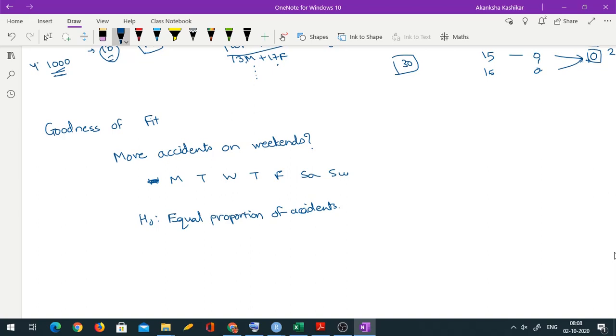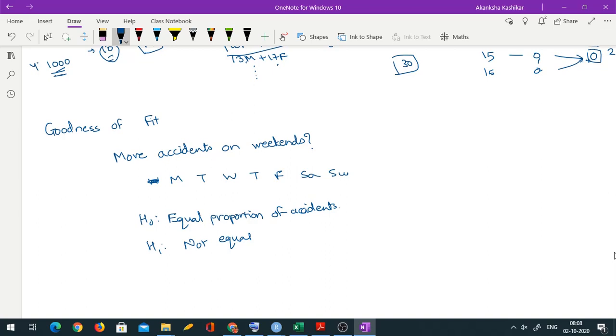Whereas your null hypothesis becomes that no, everything is equal. Means weekdays and weekends, there are the same number of accidents. So H1 is not equal. Ideally we should have a more specific hypothesis, but we will stick to the simplest case. So we will say, okay, not equal. The proportion of accidents on weekdays and weekends is not equal.